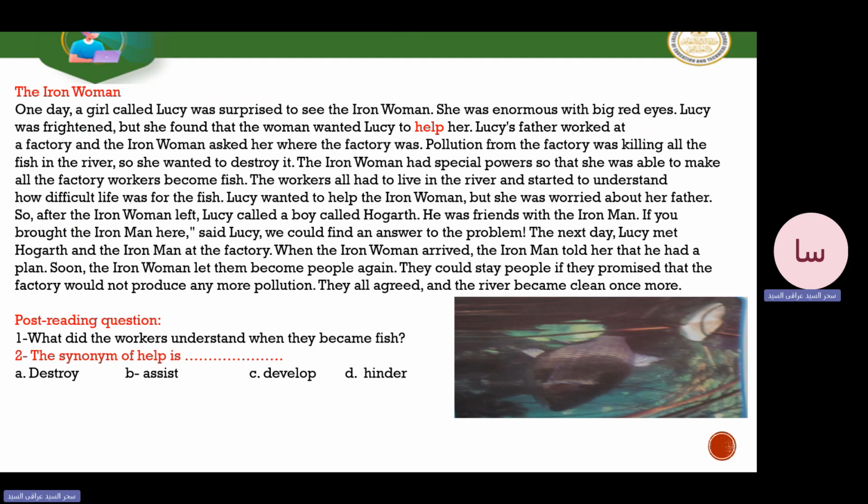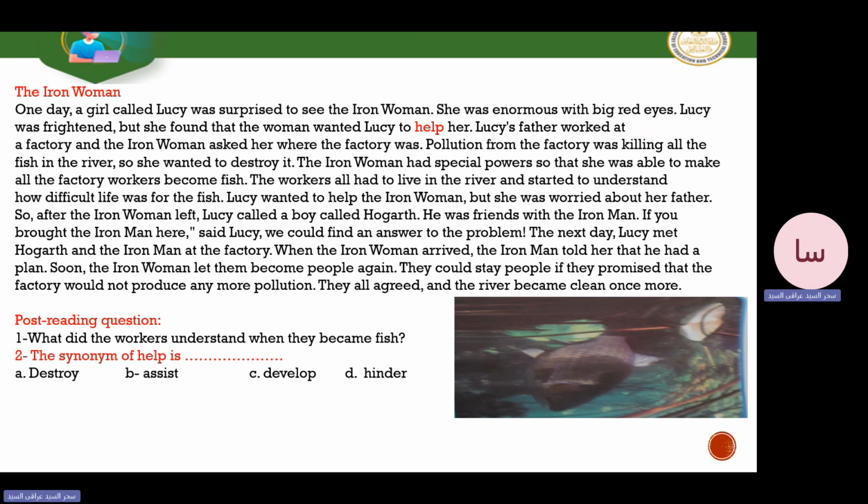The next part of our session today, we will talk about the problems that our world faces and try to find some solutions for these problems. We will start with a comprehension entitled The Iron Woman. Okay, let's read. One day, a girl called Lucy was surprised to see the Iron Woman. Have you ever heard about the Iron Woman? Yes, it's a famous one. She was enormous with big red eyes.